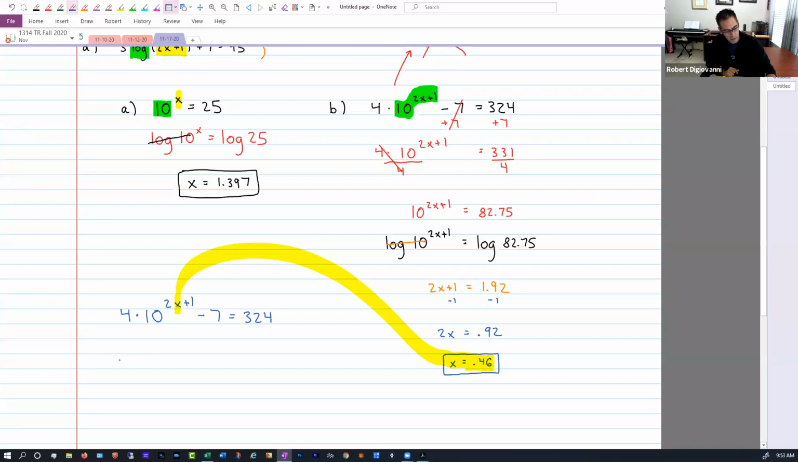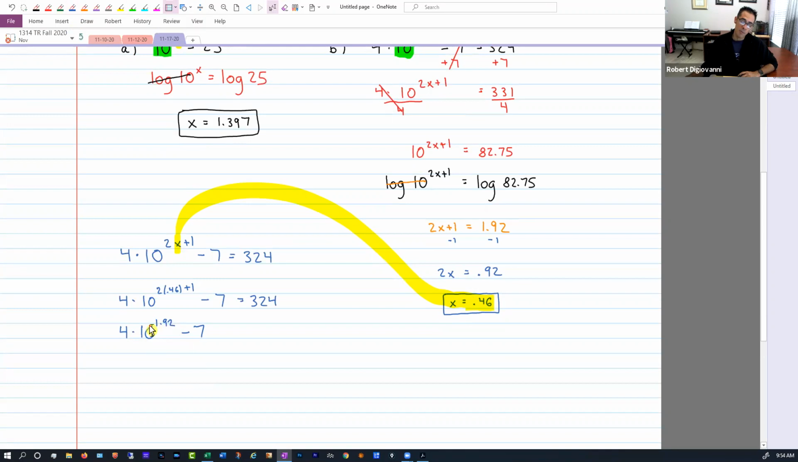In other words, if we do 4 times 10 raised to the 2 times 0.46 plus 1, take away 7, we should get 324. I'm not going to do it, but you would do 2 times 0.46, that gives you 0.92, plus 1 gives you 1.92. So you've got 10 raised to the 1.92 minus 7. On your calculator, 10 raised to the 1.92, multiply by 4, and subtract 7, you should get 324, or close to it. It'll be off because we rounded, but we've solved the equation. Any questions here?